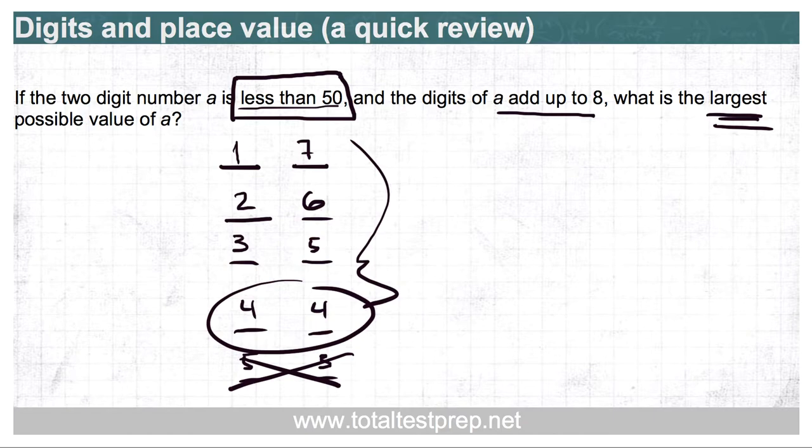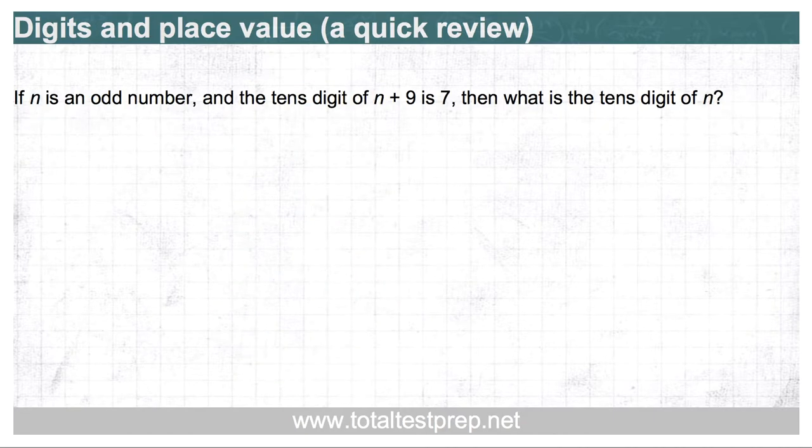And let's take a look at one more question. The question here reads, if n is, well, pause it, take a look at it, and then when you think about it, unpause it, and we'll go through it together.